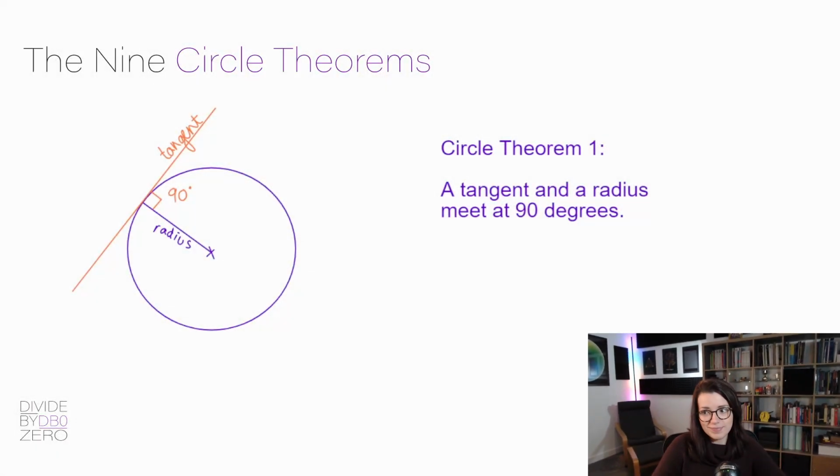Circle Theorem 1. A tangent and a radius meet at 90 degrees. So the tangent is the line that just touches the circle, and it meets the radius at 90 degrees.